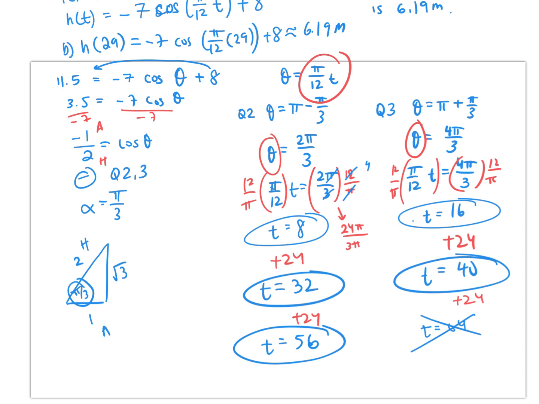So now I can go in and write my therefore statement. Therefore, the rider is at a height of 11.5 meters at 8, 16, 32, 40, and 56 seconds. And that's it for your sinusoidal modeling. You have your sketching, you have your finding equation, you have trig solving, lots of great skills here.